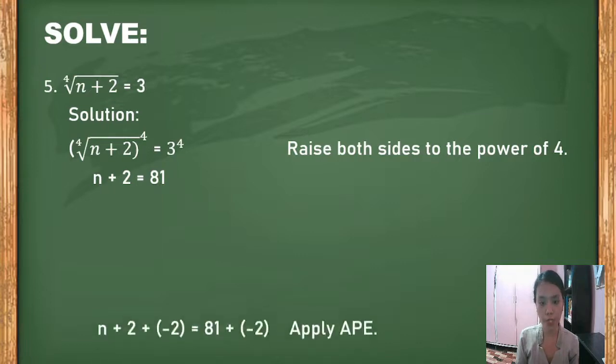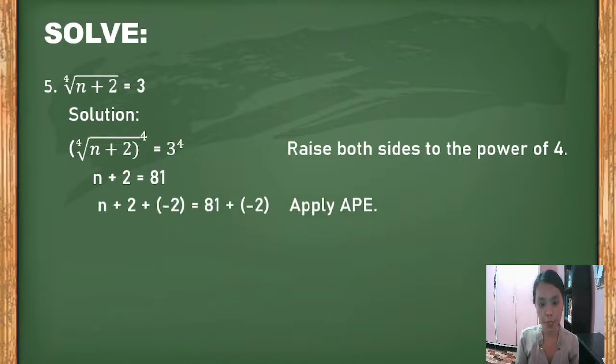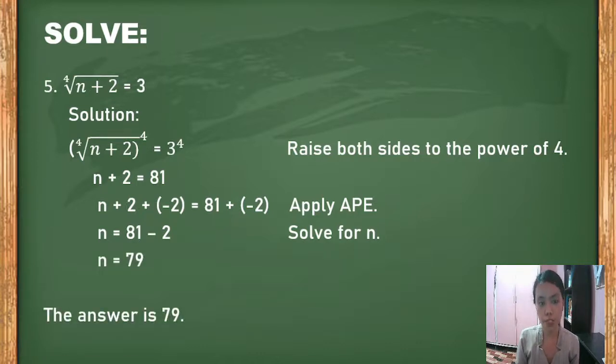To solve for n, apply tayo ulit na APE. Let's add both sides ng negative 2. Simplifying that, so maiwan na lang si n sa ating left side. Then sa kabila, we have 81 minus 2. To solve for n, subtract natin. So the answer in number 5, the value of n is 79.